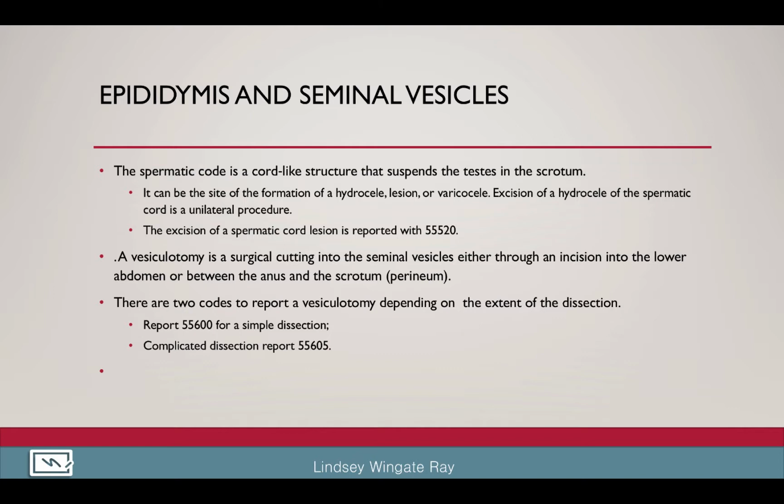A vesiculotomy is a surgical cutting into the seminal vesicles, either through an incision into the lower abdomen or between the anus and the scrotum, the perineum. There are 2 codes to report a vesiculotomy, depending on the extent of dissection. Report 55600 for simple dissection. A complicated dissection is reported with 55605.